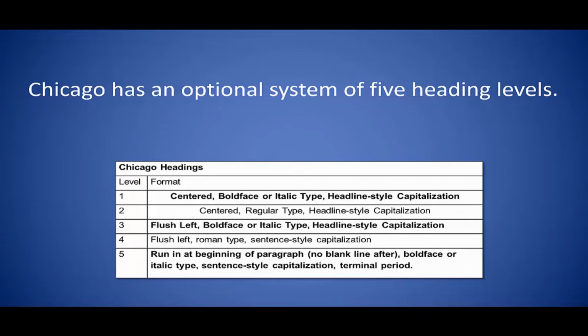Writing a longer paper? Consider using subheadings to organize your content. Chicago Style has an optional system of 5 heading levels. If you decide to use this system, your heading should begin at Level 1 as centered, headline-style capitalized text in a bold or italicized typeface.